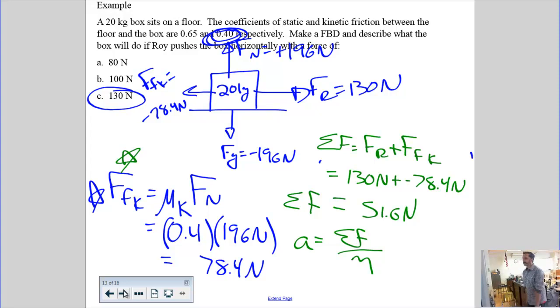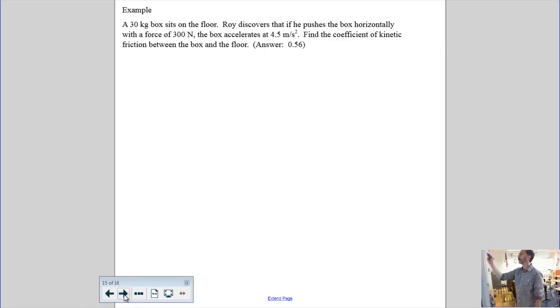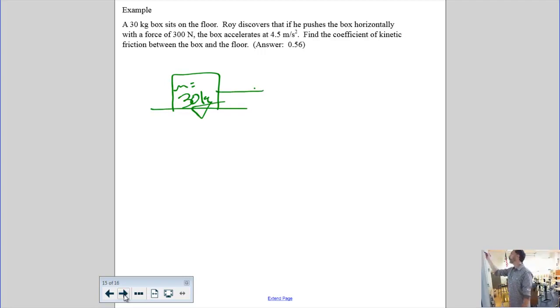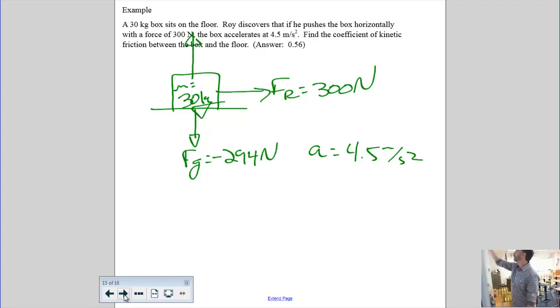Okay? All right, and one last example, I think. Yep. All right, so here we got a 30 kilogram box, mass 30 kilograms. Roy discovers if he pushes the box horizontally with a force of 300 newtons, then the box will accelerate at 4.5 meters a second squared. Find the coefficient of kinetic friction. All right, well, let's see. We should automatically put in our gravity. So 30 times 9.8 gives you what, negative 294? Since he's pushing horizontally, my normal force is going to be big enough to cancel that. So positive 294.